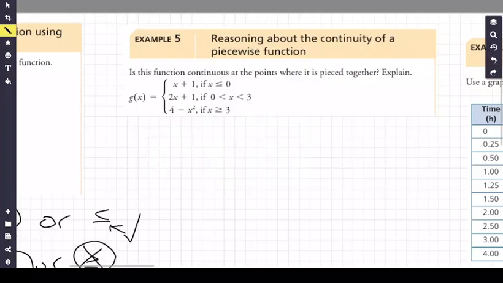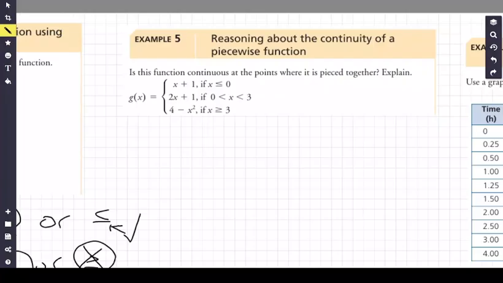But instead of doing that anymore, we're going to look at if they're pieced together correctly. So let's see. How do we do this? This should be very, very easily done. So let's go ahead and see. The function is continuous at the points where it is pieced together if the functions being joined have the same values at these points. So let's say at x equals 0.